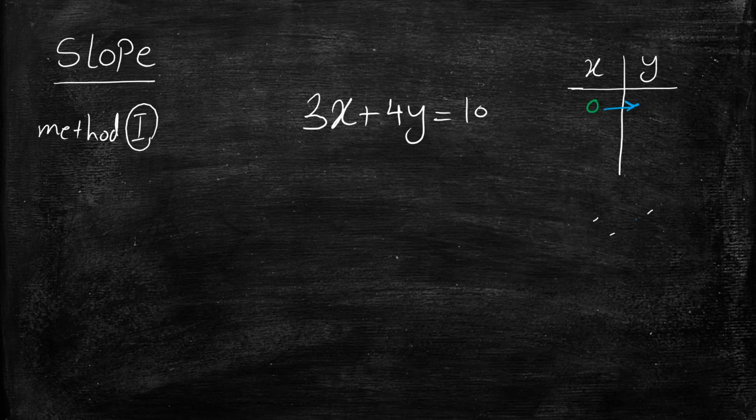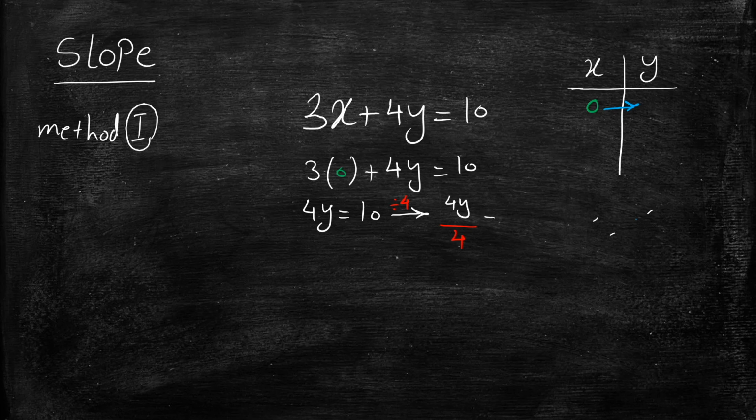So first I'm going to substitute x as 0. 3 times 0 plus 4y equals 10. Now we have to solve for y, isolate y. So 3 times 0, that's just 0, so 4y equals 10. Now I'm going to divide both sides by 4 so that I can eliminate the 4 that is multiplied by y. So I say 4y divided by 4 equals 10 divided by 4.